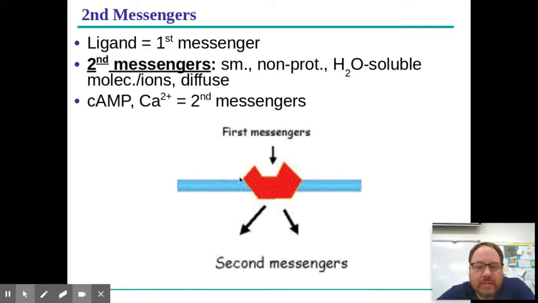Ligands, we're familiar with ligands. Ligands dock on receptors. They're usually referred to as first messengers. They're the first signal. Second messengers are small, non-protein, water-soluble molecules or ions. Okay, so this is something inside the cell that basically sends the signal on. And the two most common ones that you'll see in signal transduction pathways, again, who knows what they'll give you on the exam, but two common ones are cAMP and calcium ions. cAMP is cyclic adenosine monophosphate.